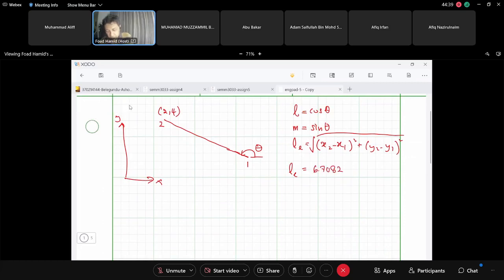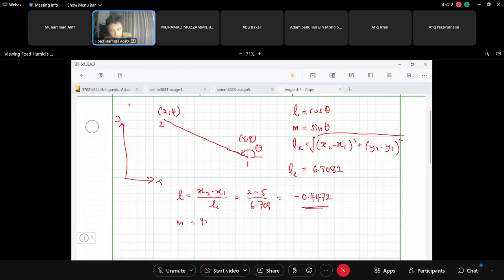6.7082, and then of course L, which is cos theta, is just x2 minus x1 over LE. Again, this is from node 1 to node 2. Remember that. So in this case, x2 is 2 minus, I think this one is 5, 8. Okay, 2 minus 5 over 6.708, and you should get about minus 0.4472.